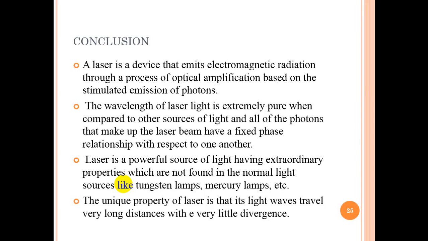Laser is a powerful source of light having extraordinary properties which are not found in normal light sources like tungsten lamps, mercury lamps, etc. The unique property of a laser is that its light waves travel very long distances and at very little divergence.